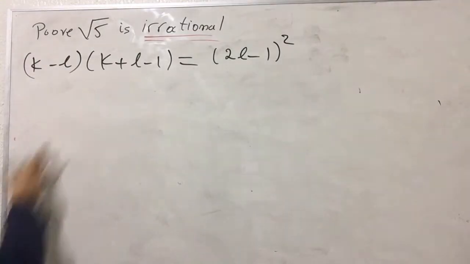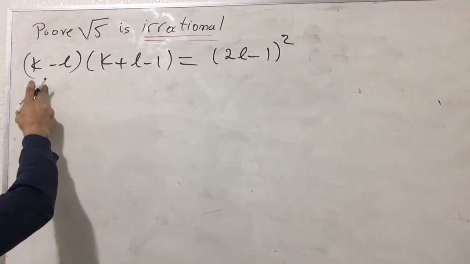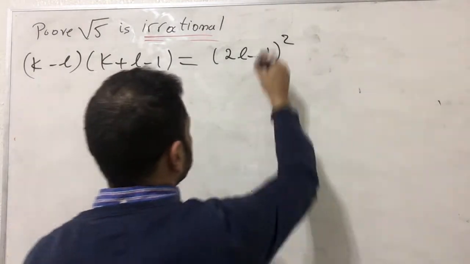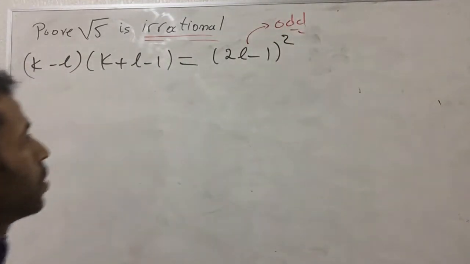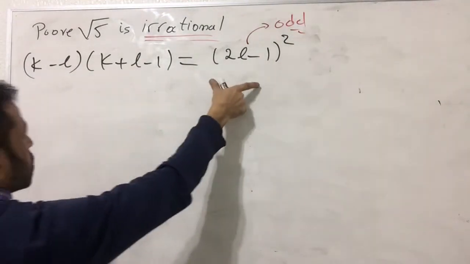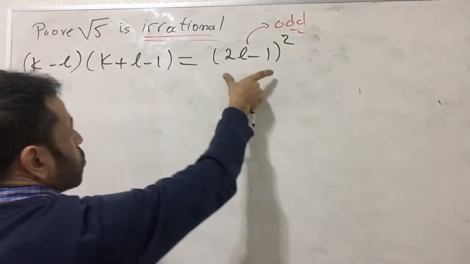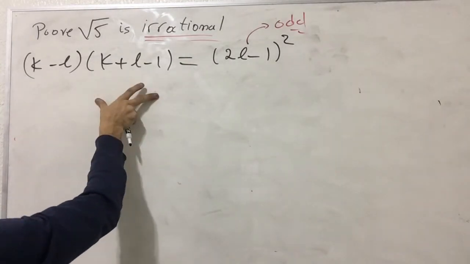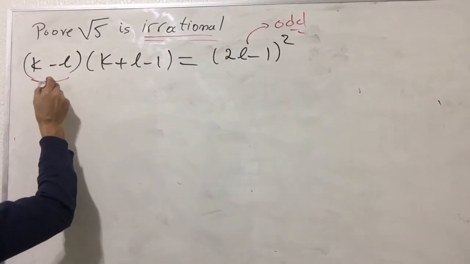Now in the last board I was working on odd numbers and came up with this expression. So I have this expression equal to (2l minus 1) square. We have this number, it was an odd number. Since this is an odd number, the square of this odd number is giving us an odd number. That means this product is an odd number. Since this product is an odd number, this term must be odd.